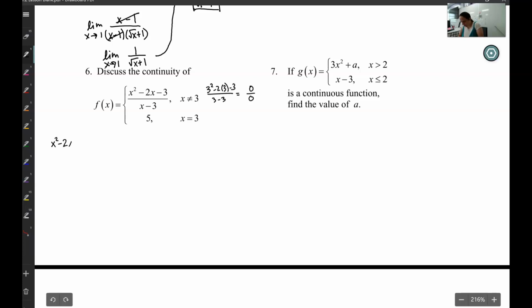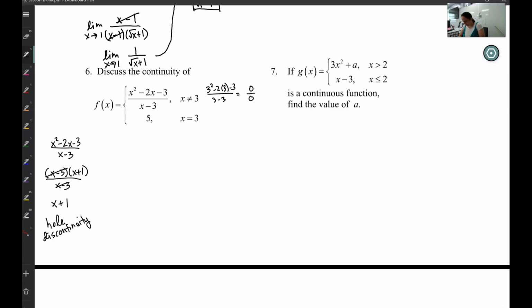What I'm going to do to simplify is factor that numerator. So I need to factor this to x minus 3 and x plus 1. So my x minus 3's cancel, and I end up with x plus 1. Now, because these cancel, that tells me I have a hole discontinuity. So right now, immediately, I know I have a hole discontinuity, which would be removable.